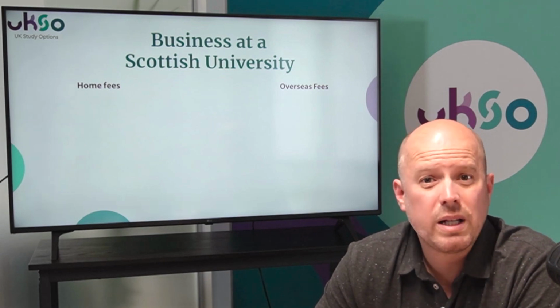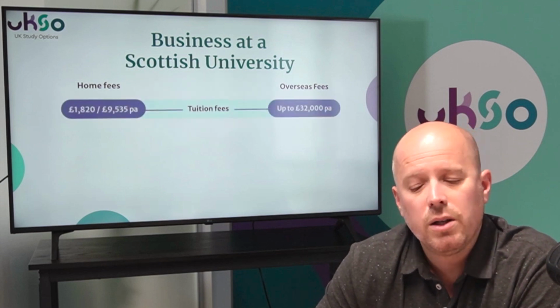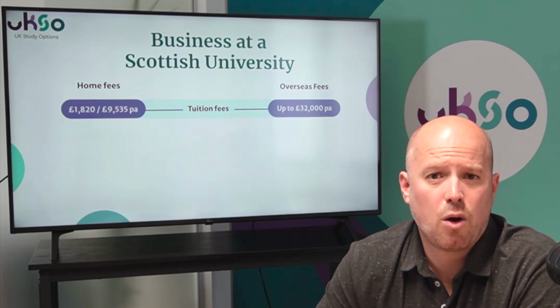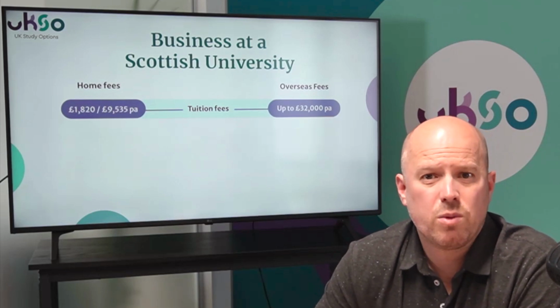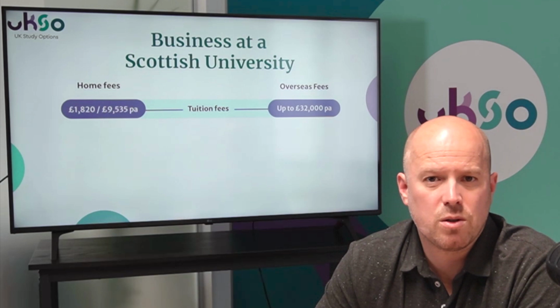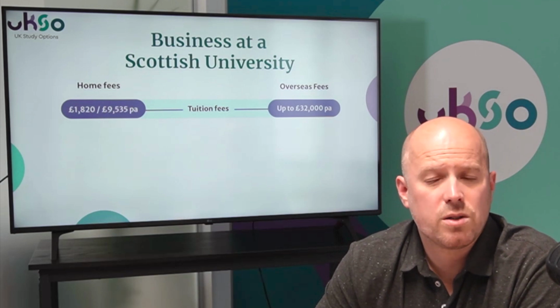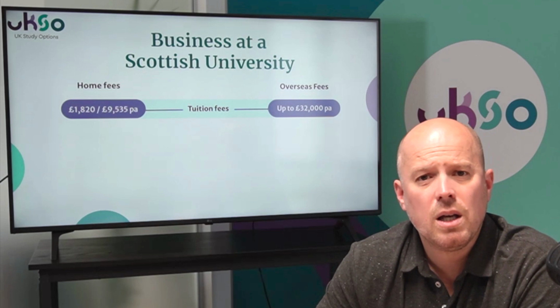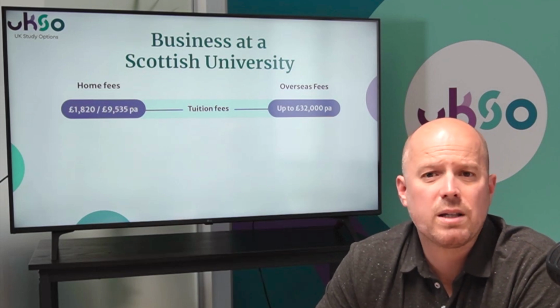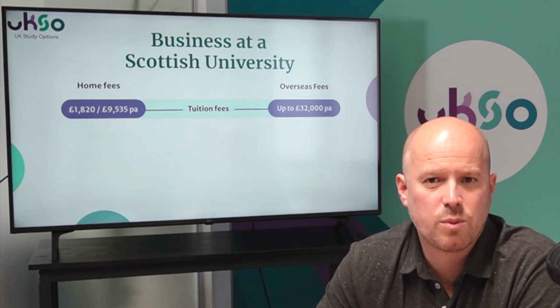So we're now in Scotland, so it's a different set of rules in Scotland. You can see that there are two levels of tuition fees under the home column. They still have free tuition for Scottish home students. So if you are a student from Scotland and you apply to a university in Scotland as a home student, the most you'll pay is £1,820 per year.